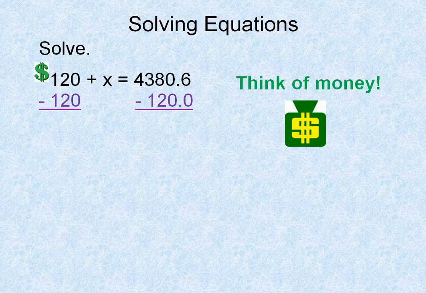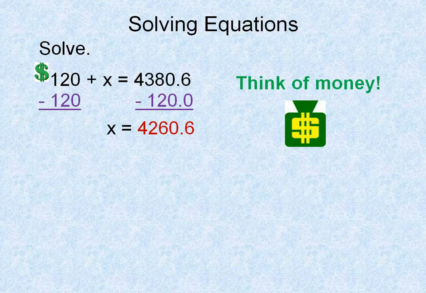So thinking of money, this is $4,380.60 minus $120. So 6 minus 0 is 6, 0 minus 0 is 0, 8 minus 2 is 6, 3 minus 1 is 2, and bring down your 4. So we're still in the 4,000. We just subtracted 120. So we're at $4,260.60, thinking of money.